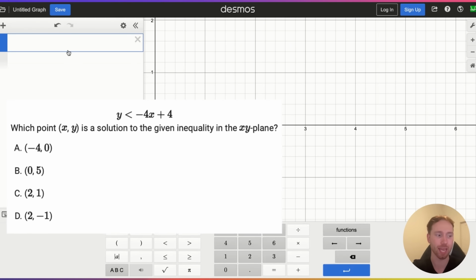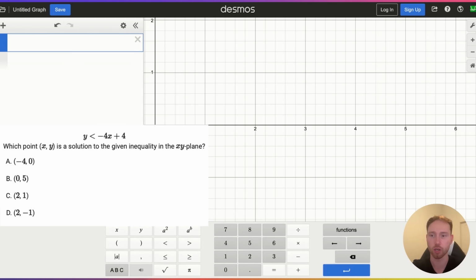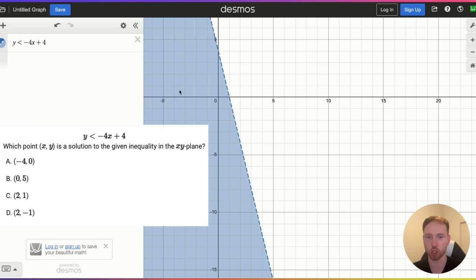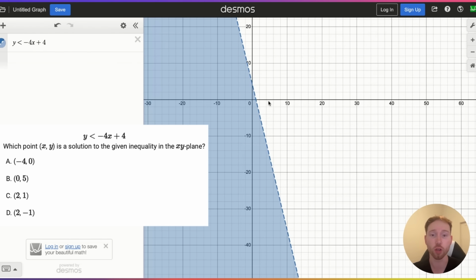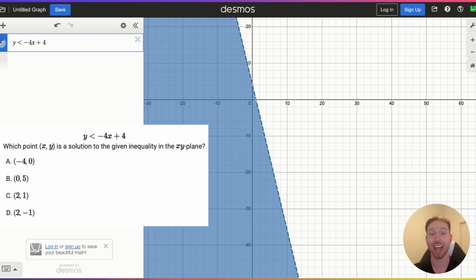Let's go ahead and type it in because it's like any other function. And you can see how it gives us this shaded region and we have a region that is not shaded. So all of the correct answers that satisfy this inequality will be in the shaded region. In addition to that, we see this dotted line. This means that any value that actually falls onto this line is not a solution to the inequality. And that's because this is less than, not less than or equal to.